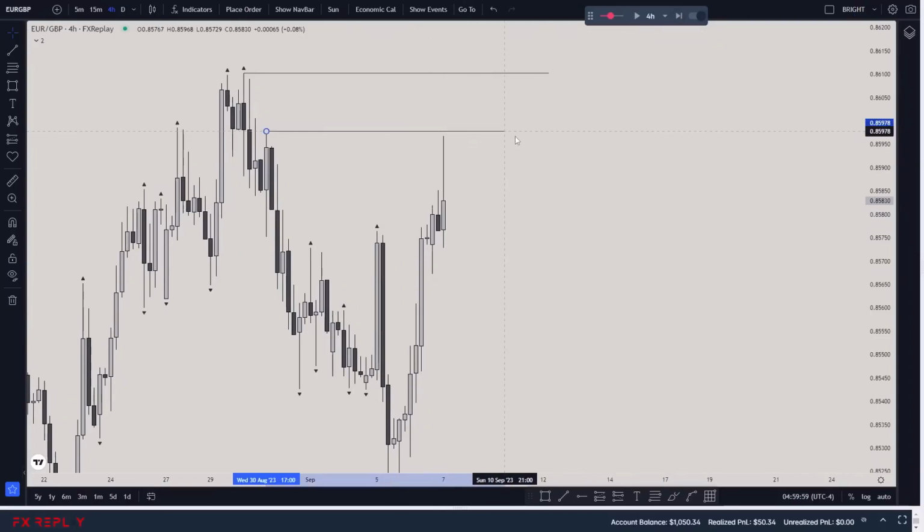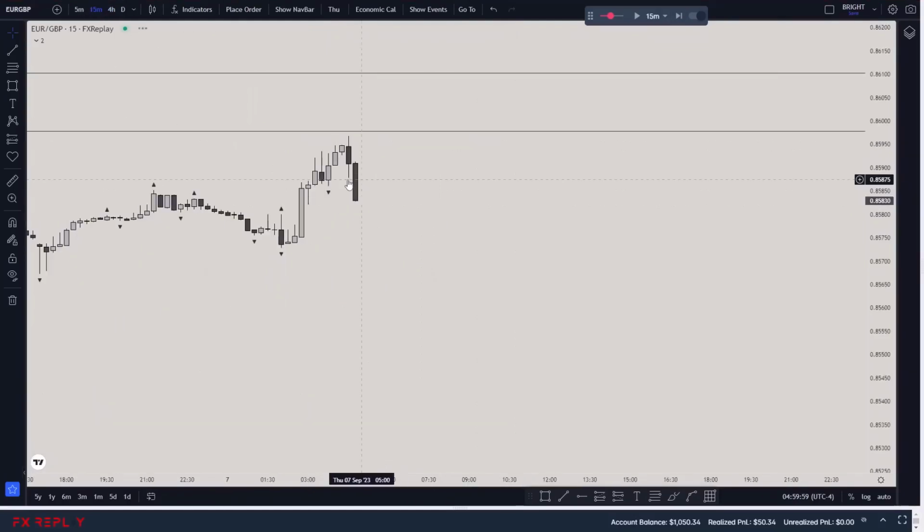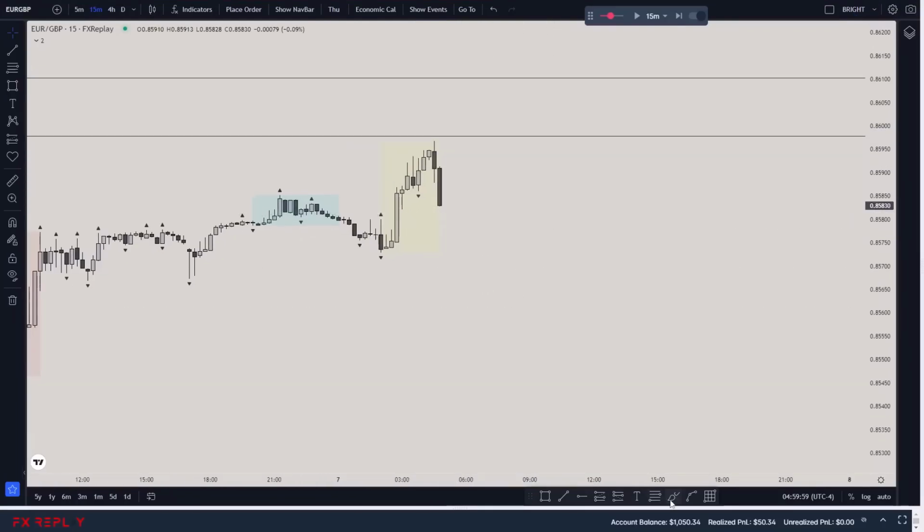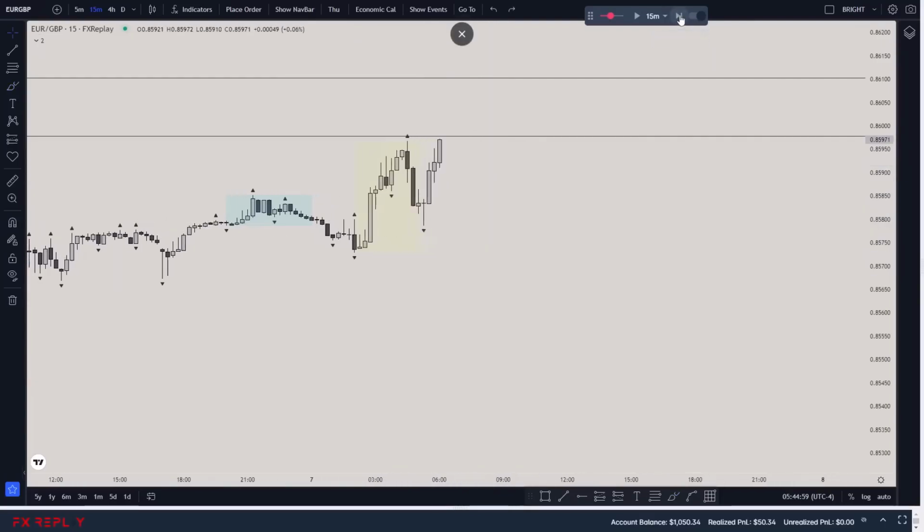Price is too close to this. Now I'm gonna go to 15 minutes. What time is it now? It's the London kill zone. So let's wait actually for this level to be taken. Now taking this level means that price is taking the 4 hour level as well as the previous London high. So that's, you know, 2 levels of liquidity at the same time. Let's see where price goes to.